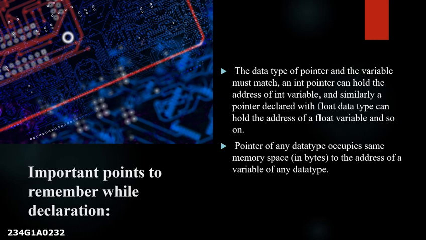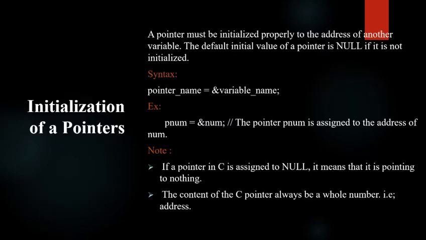Important points to remember while declaring. The data type of the pointer and the variable must match. An int pointer can hold the address of an int variable. Similarly, a pointer declared with a float type can hold the address of a float variable only. Pointers of any data type occupy the same memory in bytes, as the address of a variable of any data type.